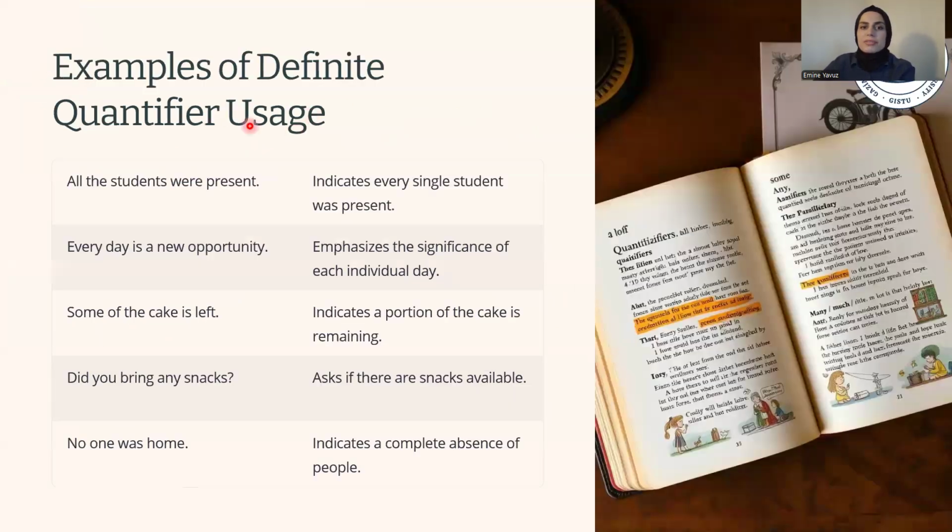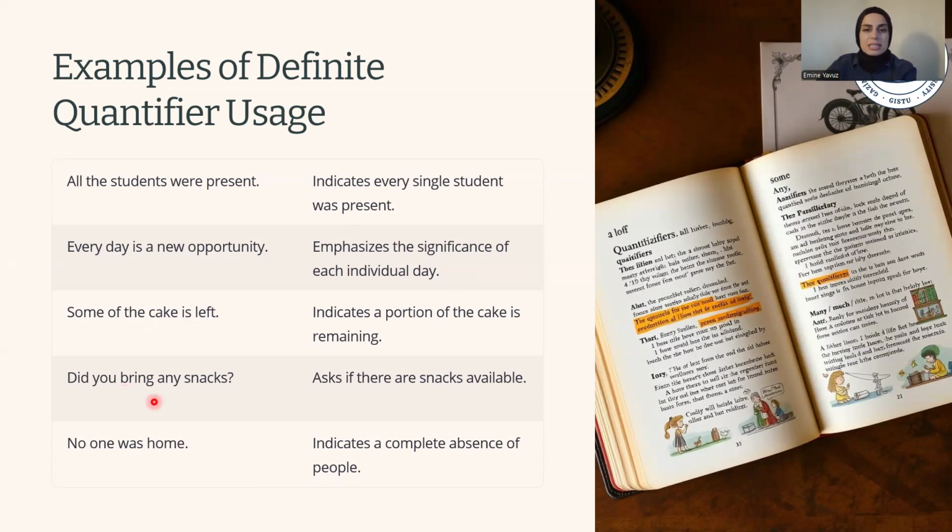Yes, examples of definite quantifier usages. For instance, all the students were present. This shows inclusiveness. Every day is a new opportunity, emphasizing the significance of each individual day, every day, each day, one by one. Some of the cake is left. There is not the whole portion, but there is some. It indicates a portion of the cake.